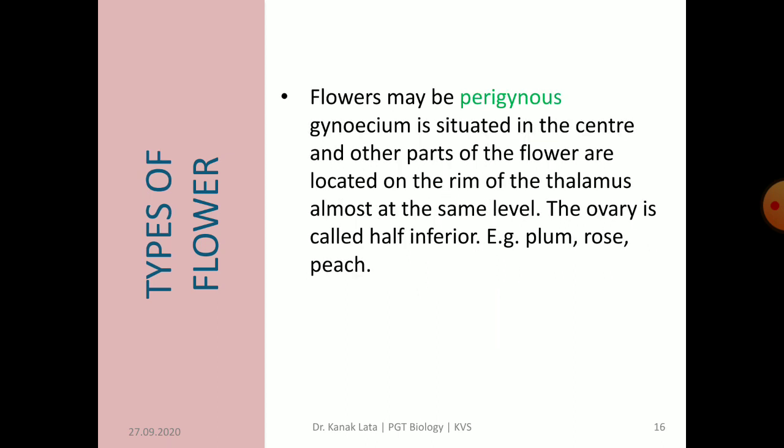In perigynous flower, gynoecium is situated in the center and other parts of flower are located on the rim of thalamus almost at the same level. Here the ovary is called half inferior. For example, it is seen in plum, rose, peach, etc.